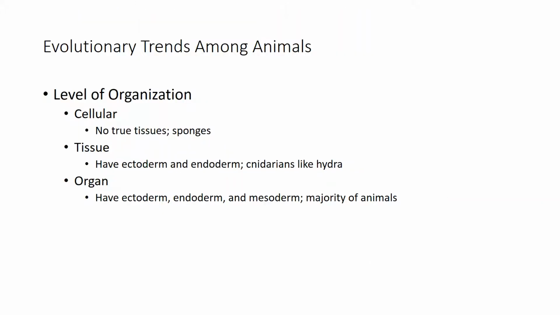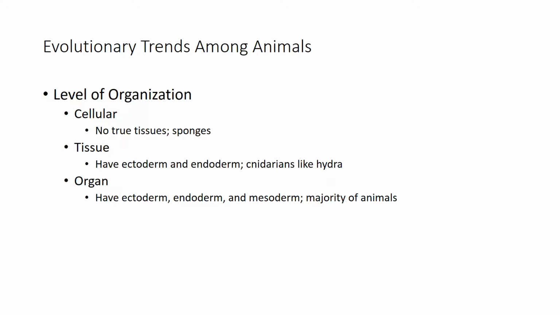Now, the level of organization: sponges do not have true tissues. They are considered really just to be kind of the same all the way throughout. A lot of tissues have an ectoderm and an endoderm. Ecto means outside, and endo means, of course, inside. Cnidarians, like hydras, have only two tissue layers.